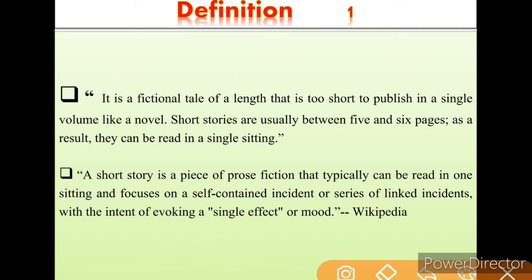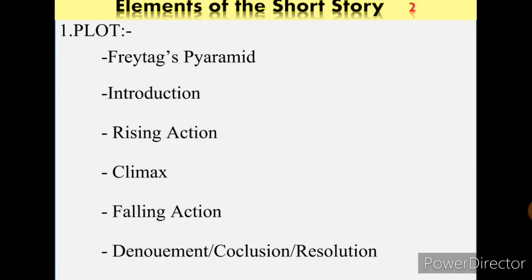The second definition, which is taken from Wikipedia, says a short story is a piece of prose fiction that typically can be read in one sitting and focuses on a self-contained incident or series of linked incidents with the intent of evoking a single effect or mood. So this is how these two definitions go. Along with these two definitions, we are now moving towards the elements of the short story.